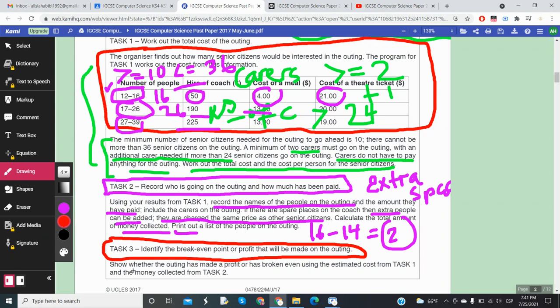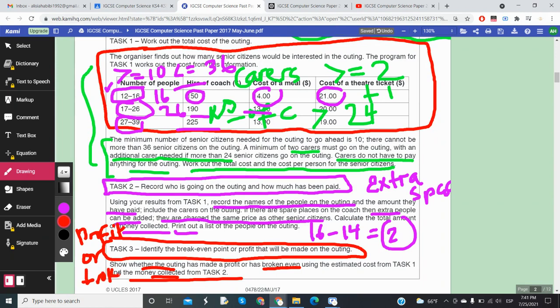So it says, for this task, you need to show whether the outing had made a profit or had broken even using the estimated cost from task 1 and the money collected from task 2. So guys, this is exactly what you need to do. Again, you need to highlight these points. So you know that task 3 is all about determining if there's a profit or a break even. And you know that task 2 is all about printing a list of people going on this outing and finding the total money, total cost for the outing. And then task 1 is, of course, where you register the number of senior citizens going.